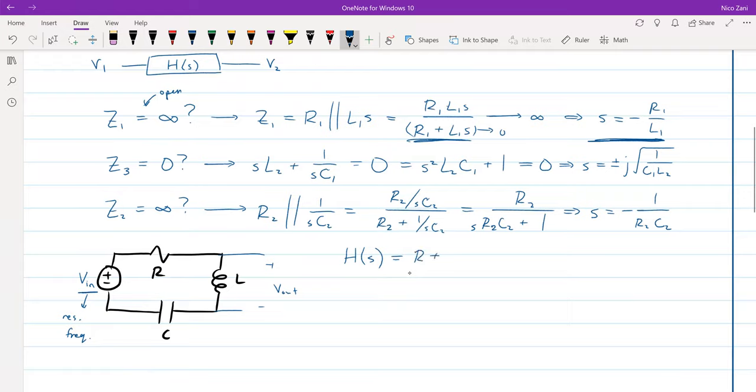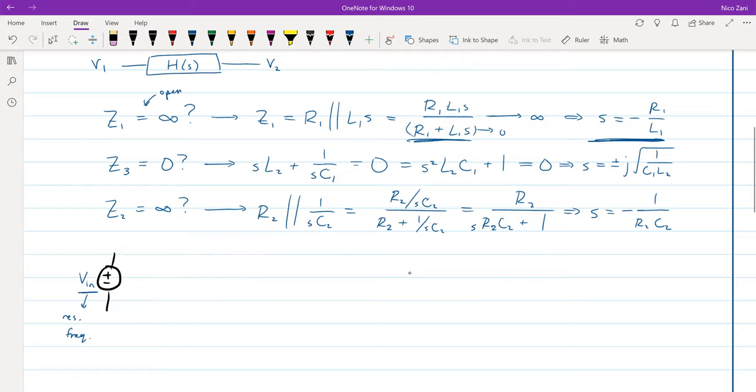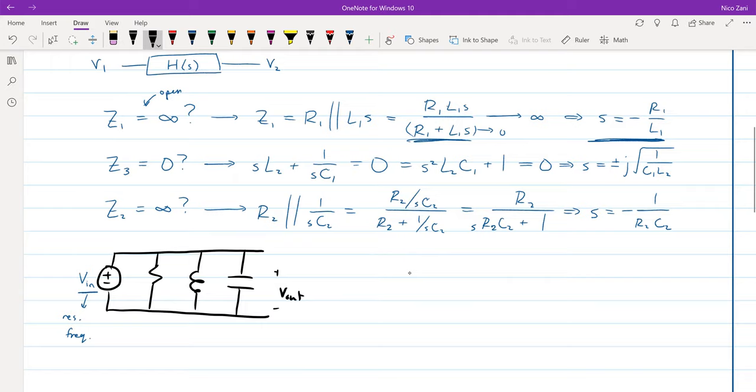So this is just going to be R plus, let's see, LS plus 1 over SC. And so this is, if I multiply everything by SC, this is not a good example. Let me get a better example: the parallel version of the circuit. Sorry. So we have our resistor, inductor, capacitor, and then this is our output. And we're trying to find the transfer function.